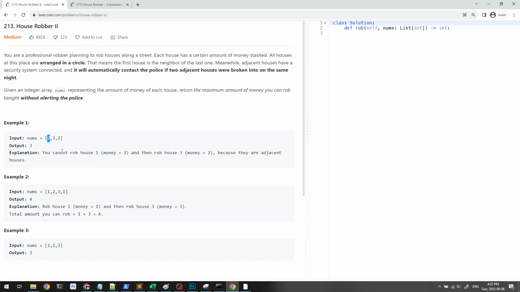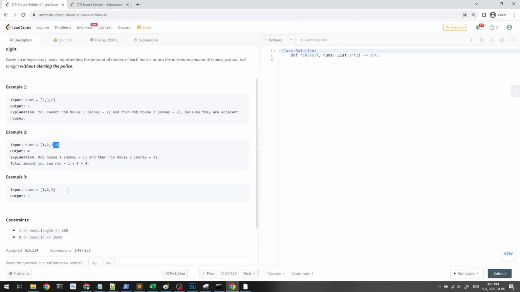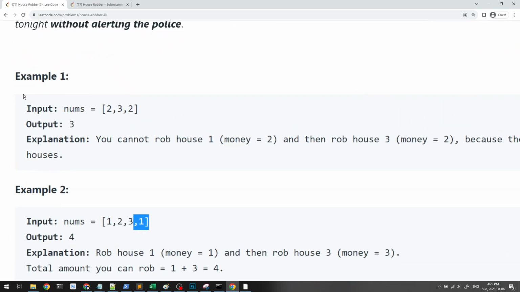Because it's arranged in a circle, you can think of this house and this house as being connected. And so how can we go about doing this question? We can see the examples over here.